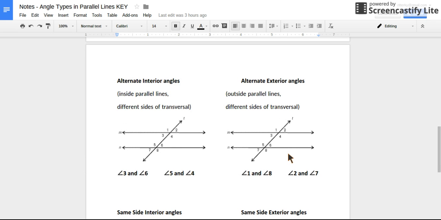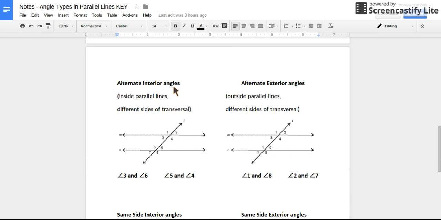So now we can talk about 2 types of alternate angles, interior and exterior. Alternate interior means that we are talking about interior angles or inside angles that are on different sides of the transversal. That would be the alternate sides. So alternate interior means inside parallel lines but different sides of the transversal. For example, 3 and 6 are both inside but on different sides of the transversal, so they are alternate interior angles. The other pair would be angles 4 and 5, again being inside the 2 parallel lines but on different or alternate sides of the transversal.